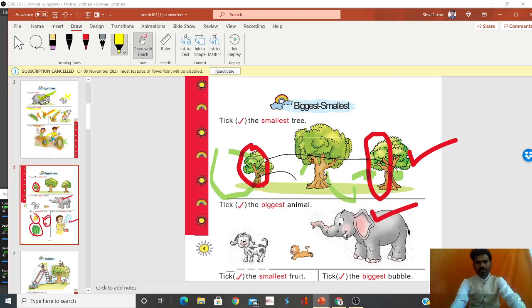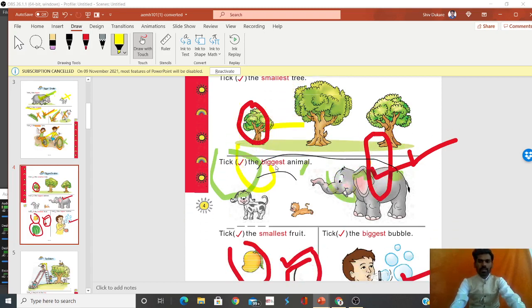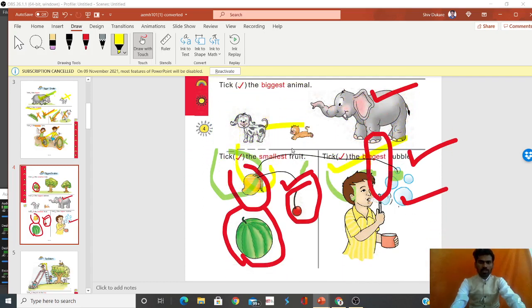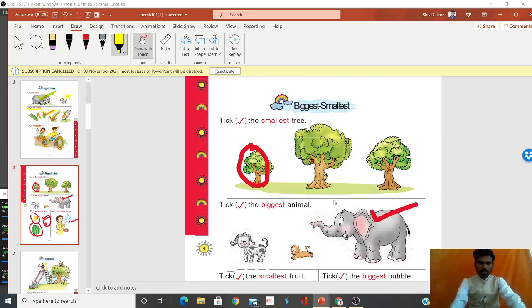Biggest and smallest. We have to find it. Find the smallest tree. Which is the smallest tree? This is the smallest tree. Okay. Take the biggest animal. This is the biggest animal. The elephant is the biggest animal of these three animals. Take the smallest fruit. Okay, these are the three fruits, but this is the smallest. Take the biggest bubble. Here you can see five to six bubbles, but this bubble is the biggest bubble.